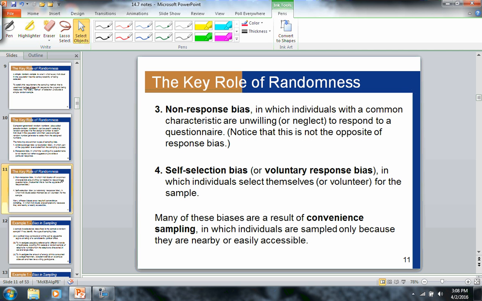Now, non-response bias is different. It doesn't mean that you're not responding. It means that certain individuals are either unwilling to respond or they're completely neglected. So it's not the opposite of response bias. It's its own type of bias.